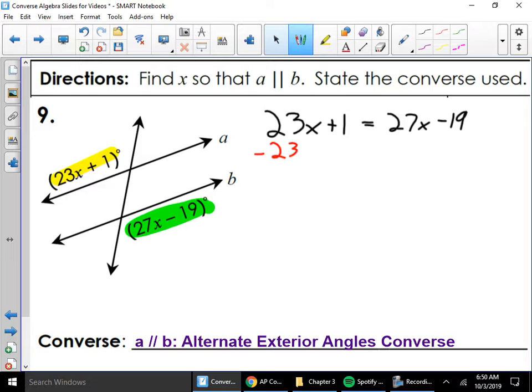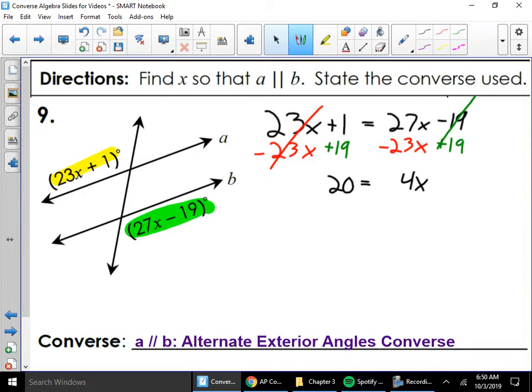23 is smaller than 27. So I'm going to subtract 23x from both sides. That's going to move all of my variables to the right, so I'm going to swing my constants to the left. 1 plus 19 is 20. And on the right-hand side, 27 take away 23 is 4.